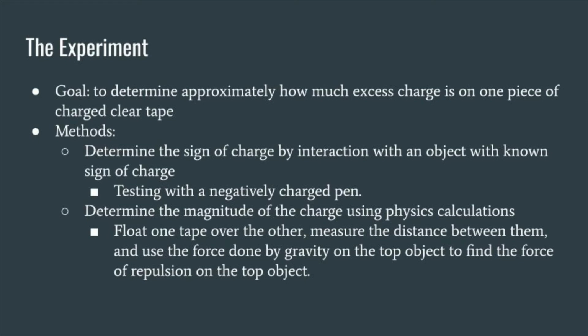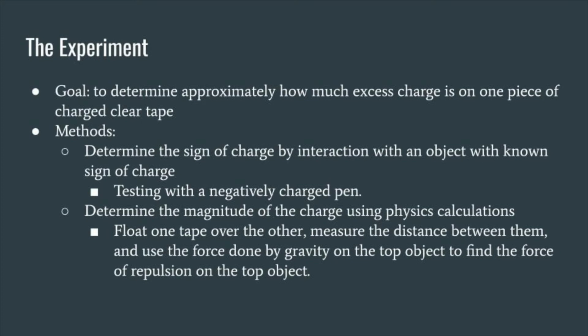Two pieces of tape were connected and pulled apart repeatedly, causing electrons to jump from the tapes and making them positively charged. The sign of charge was determined by holding one piece of tape near a pen that was rubbed against a piece of fabric, making it negatively charged. Since the tape was attracted to the pen, we know that the tape is positively charged, since opposite signs attract.